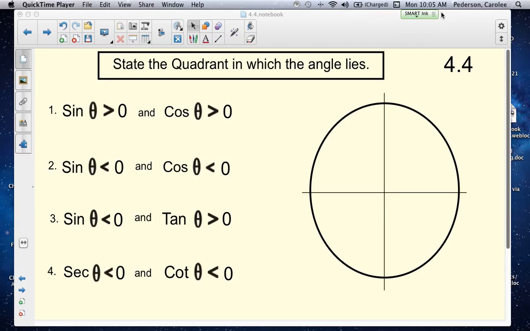This is 4.4, part 2. You don't need to write these down. You'll get some practice later on. But be careful when we identify the quadrant that the angle falls in.